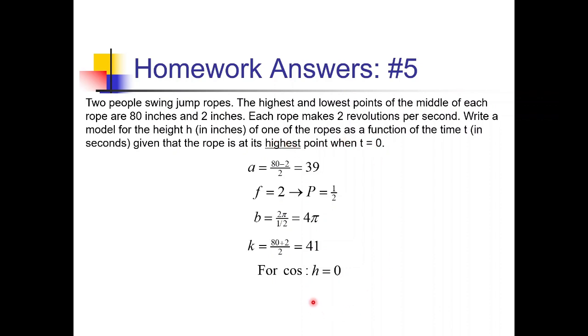In any case, the formula we're going to use is A positive cosine B x minus h plus k, and we'll use h and t instead of y and x, but same idea. So we can write h of t equals the a value 39. We've got cosine and the b value of 4 pi. H is 0, so we just have t minus 0, or just t, plus our k value we found of 41. So all together, 39 cosine 4 pi t plus 41, that is our h function.